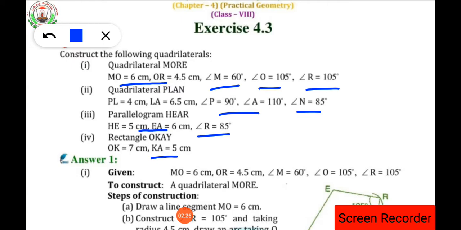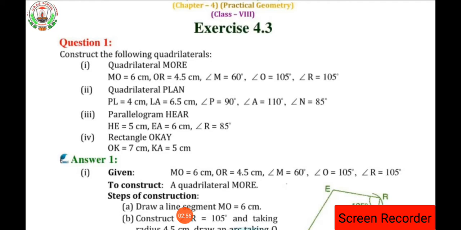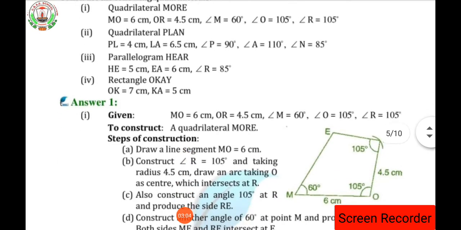Now one more thing about the rectangle I would like to tell you students: always the rectangle's angles will be equal to 90 degree. Remember, when we are going to draw the rectangle, suppose OKAY, all the four angles of a rectangle are equal to 90 degree. That's why the measurement of the angles is not being given, and opposite sides have equal lengths. This is the property of a rectangle which we have to use while constructing the rectangle OKAY. Clear everyone? Now let's see the solutions one by one.